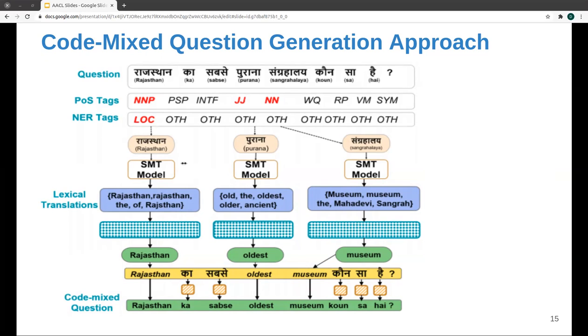So we use a pre-trained SMT model to obtain the set of lexical translations for the qualified words. Thereafter, the best lexical translation is chosen to be part of the code mix sentence. We select the best translation candidate based on an iterative disambiguation algorithm based on the co-occurrence matrix.